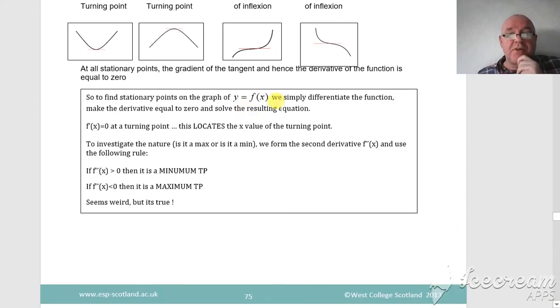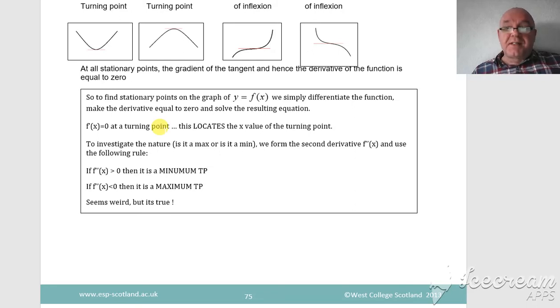So here's what we're going to be doing. To find the stationary points on a graph, you're simply going to differentiate the function, and set it equal to 0. If the derivative is equal to 0, that gives you either a max, a min, or a point of inflection. We call these things turning points or stationary points. So it locates the stationary point. It actually locates the x value of the stationary point. And then to find out if it's a max or a min, we call that the nature.